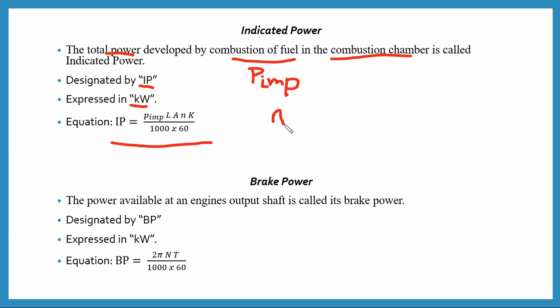If it is a 4 stroke engine, then the n value is equal to capital N by 2, where capital N means the engine speed in RPM, and when it is a 2 stroke engine, then small n is equal to capital N.